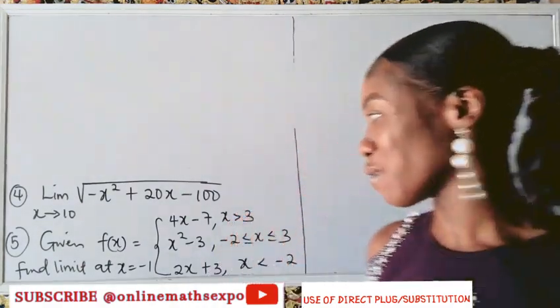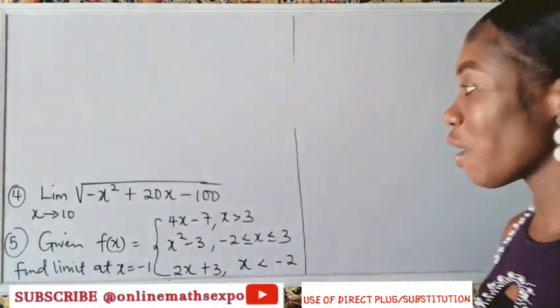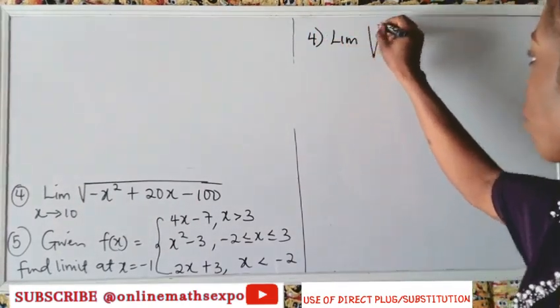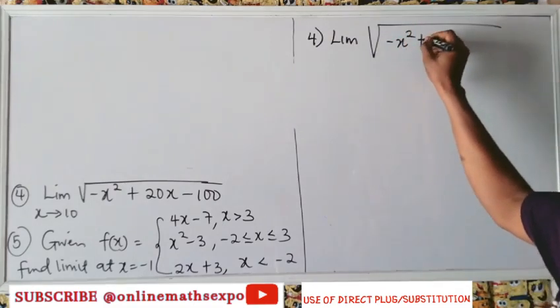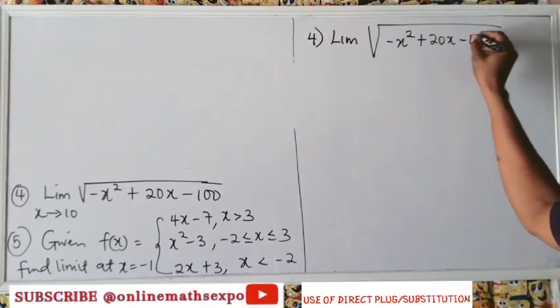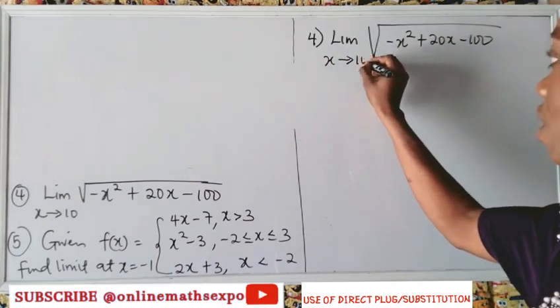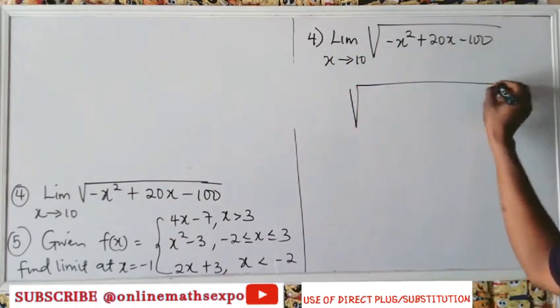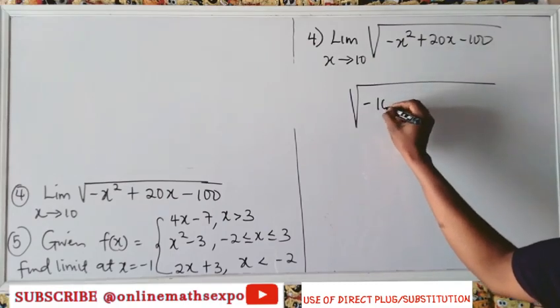Now let's continue with example 4. So we're going to have the limit of square root of negative x squared plus 20x minus 100 as x approaches 10. That will give us square root of negative 10 squared.